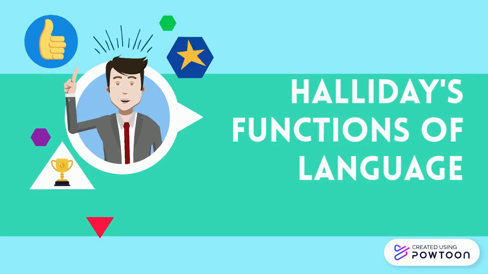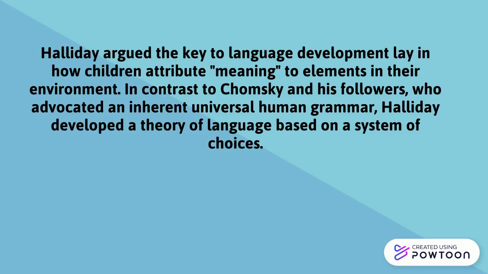Halliday argued the key to language development lay in how children attribute meaning to elements in their environment. In contrast to Chomsky and his followers, who advocated an inherent universal human grammar, Halliday developed a theory of language based on a system of choices. Halliday thinks that we have two big areas: macro functions and micro functions.